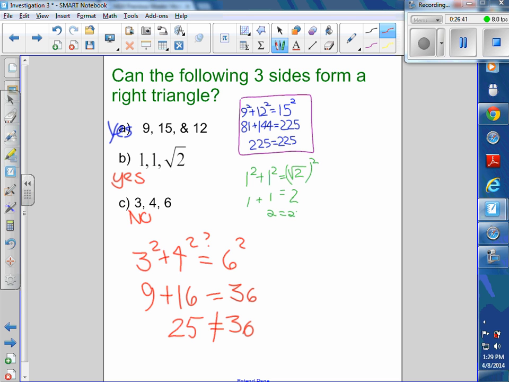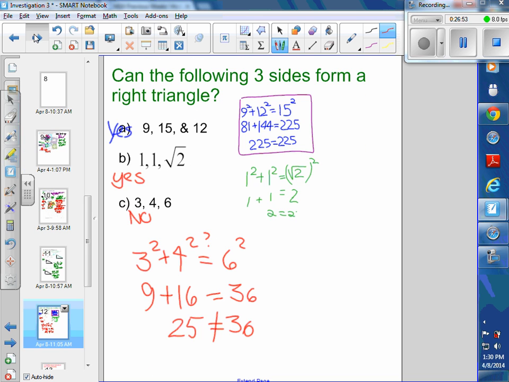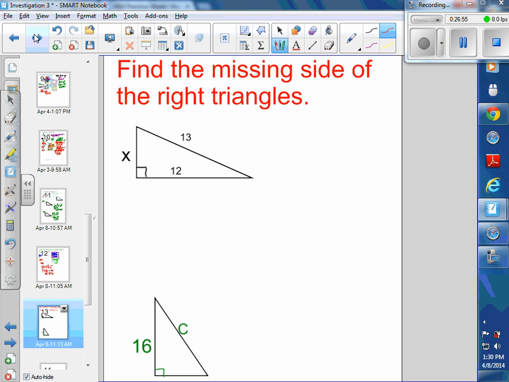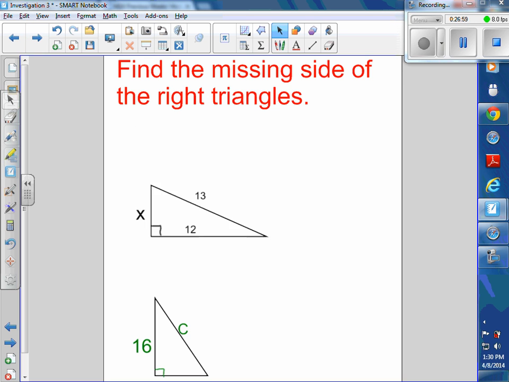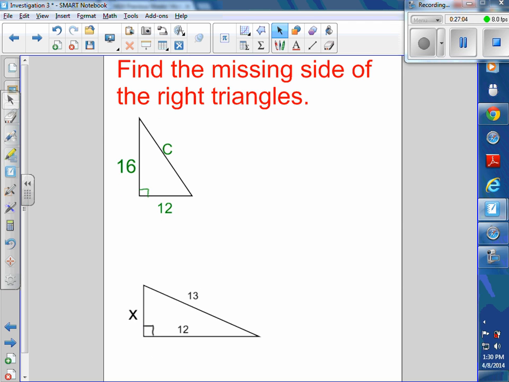Okay, you understand how to tell something's a right triangle, with the rule or with the picture? Yeah? Okay, so now, can you find the missing side? And actually, I want to switch the order a little bit here. Let's do this one first. Now you know it's a right triangle.